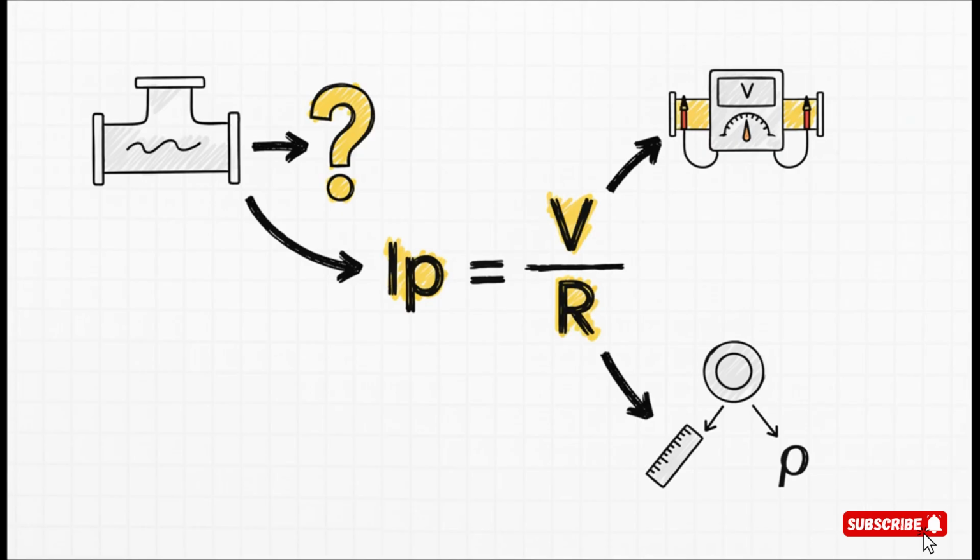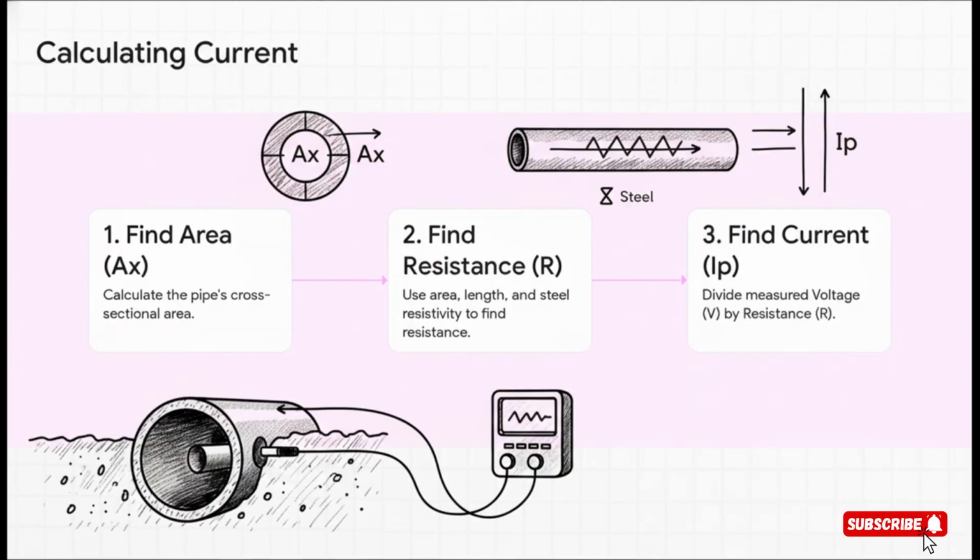So picture this, a technician is out in the field. They measure the voltage drop along the pipe. They already know how to calculate the pipe's resistance, because that's based on its size and what it's made of. Then they just do the math, divide one by the other, and what they get is a very precise number for that interfering current. That's the noise they can now confidently remove from their data to see the true picture.